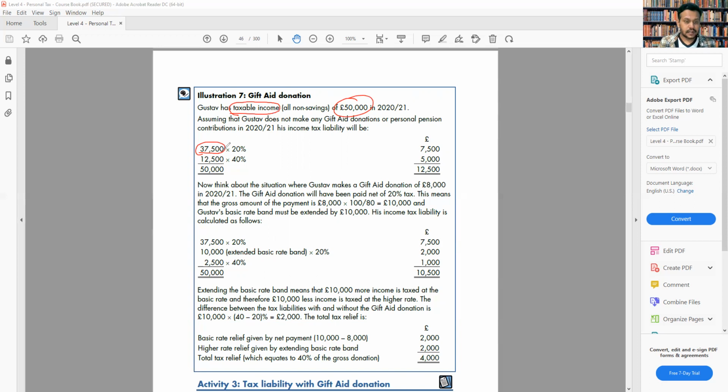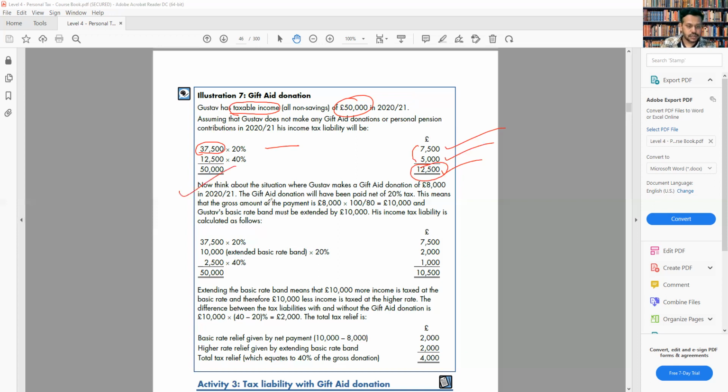37,500, the first basic rate, is 20%. So 37,500 at 20% gives us 7,500. And the rest, 12,500, the tax rate will be 40%, because after 37,500, even if it is £1, the tax rate is 40%. So 12,500 times 40% gives us 5,000. So 5,000 plus 7,500, 12,500 is our total tax balance. So when he doesn't make any charity donation, it is very simple: 37,500 at 20%, the rest, 12,500, at 40%.